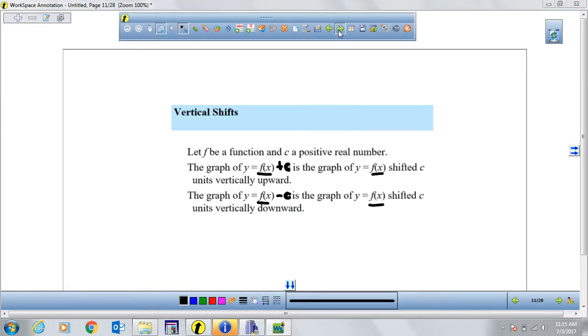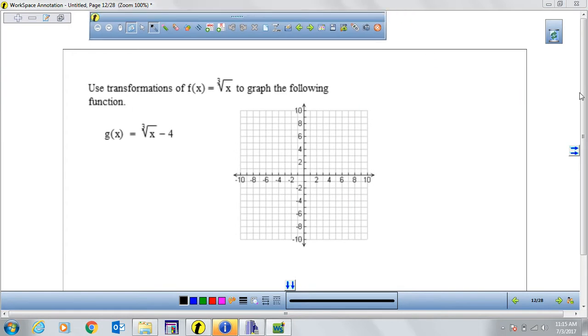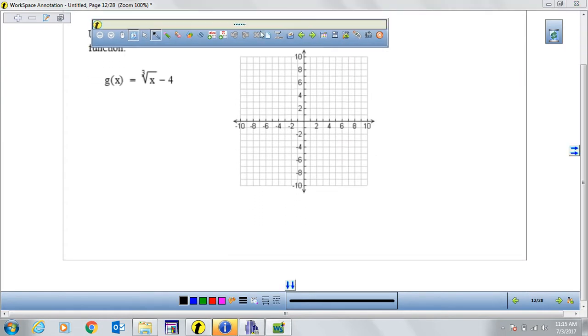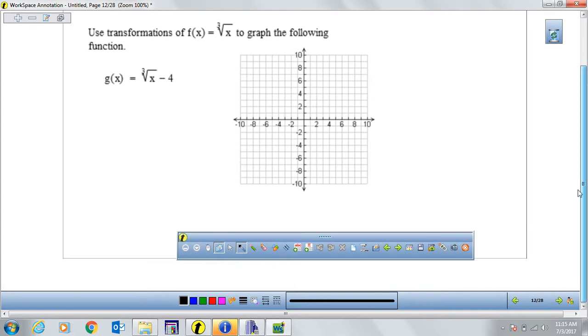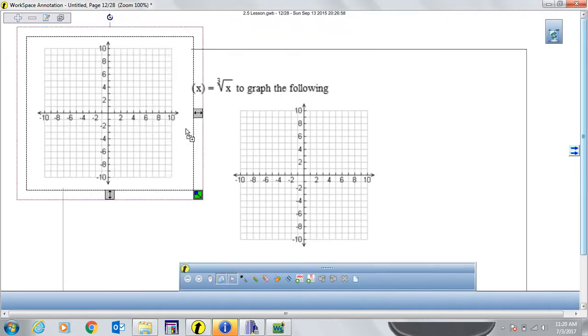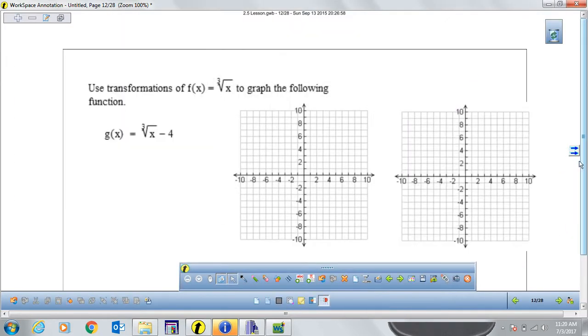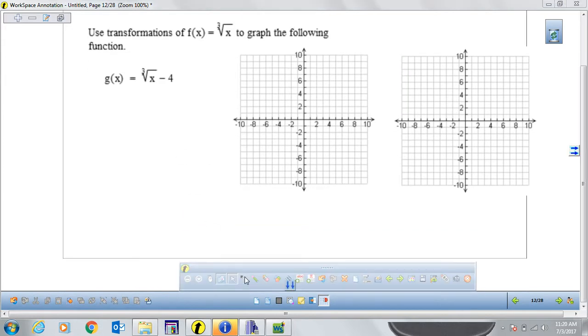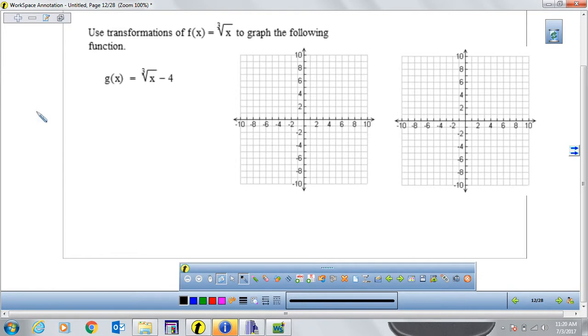So let's start performing some of the transformations. So we're going to begin with this problem. It says, use transformations of f of x equals the cube root of x to graph the following function. g of x equals cube root of x minus 4. So the first thing we need to do is begin by graphing the function cube root of x, and then we do the transformation. Okay, that should be the start. So let's go ahead and begin with the cube root of x. We're going to start with the table, just like I showed you in section 2.1.